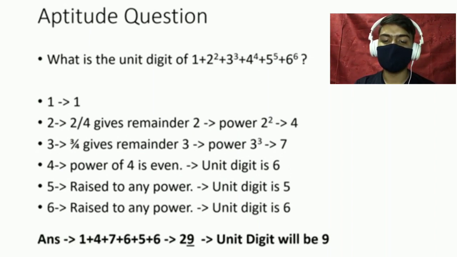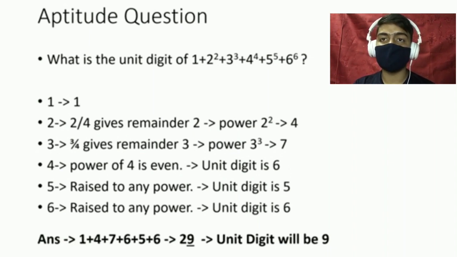The unit digit of 1 is 1. Then, as you know, the cyclicity of 2 is 4, so it gives a remainder of 2. Then 2 square is equal to 4. Then 3, when divided by 4, gives a remainder 3. Then 3 to the power cube is 27, so the unit digit is 7.